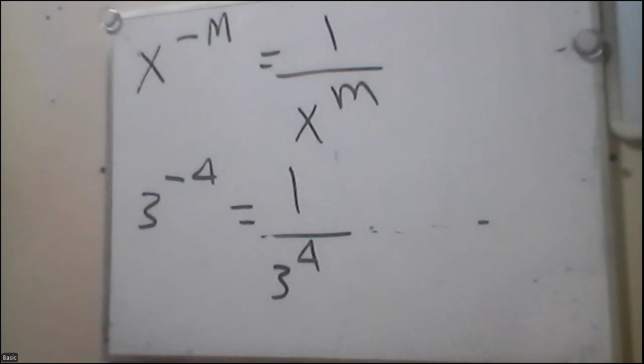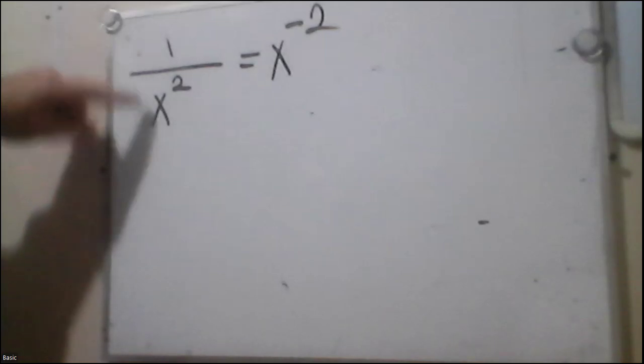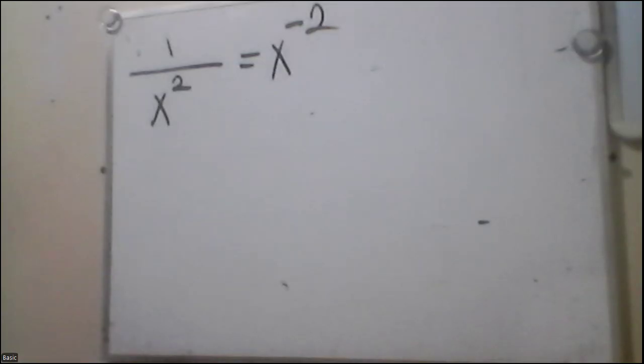As an example, if I have 1 divided by x power 2, that will equal x power minus 2, because I will move it from the denominator to the numerator, but I will take it with the opposite sign. So the positive will be negative, and always will be negative.